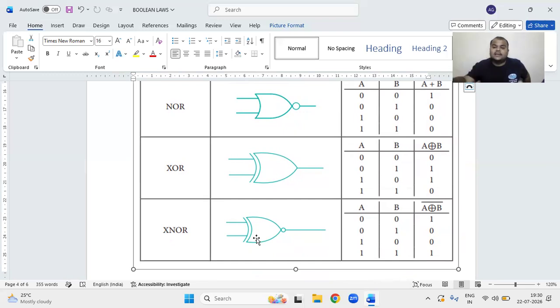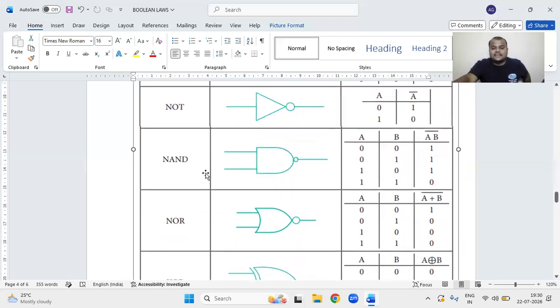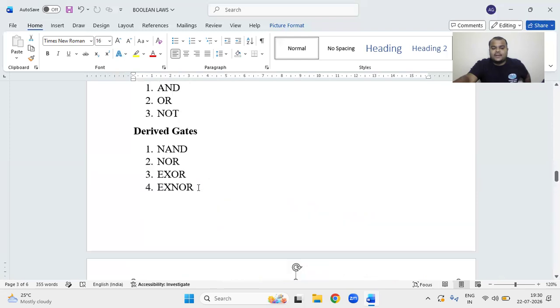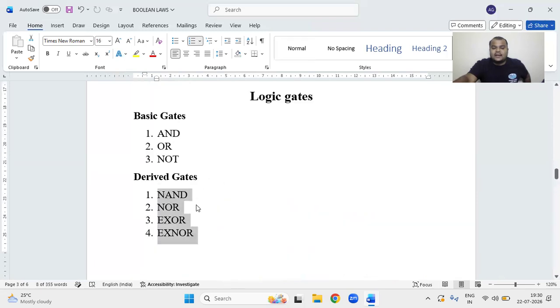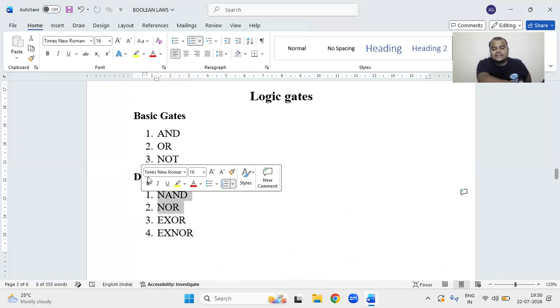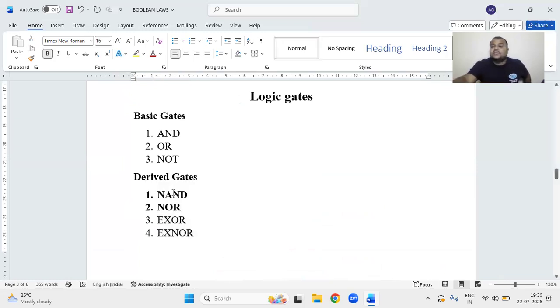So these are the three types of basic gates and four types of derived gates. Among these, NAND and NOR gates are considered universal gates. What is the meaning of universal gate? By using NAND and NOR, you can achieve all the other gates, AND, OR, NOT, XOR and XNOR. That is why they are known as universal gates in computer hardware.